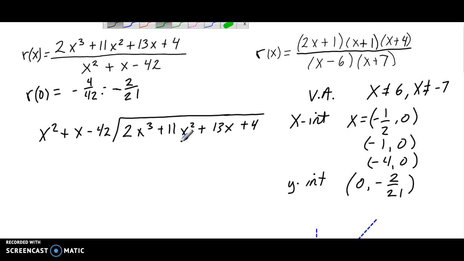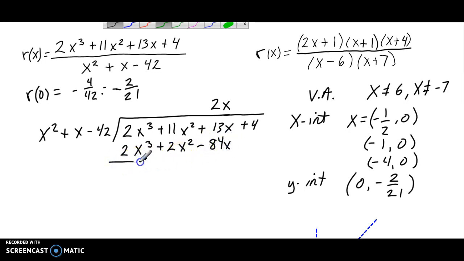So x squared goes into 2x cubed, 2x times. So we put a 2x up there. Actually, I should put it way over here, shouldn't I? Should put it on top of that. And then I multiply and I get 2x cubed plus 2x squared minus 84x.